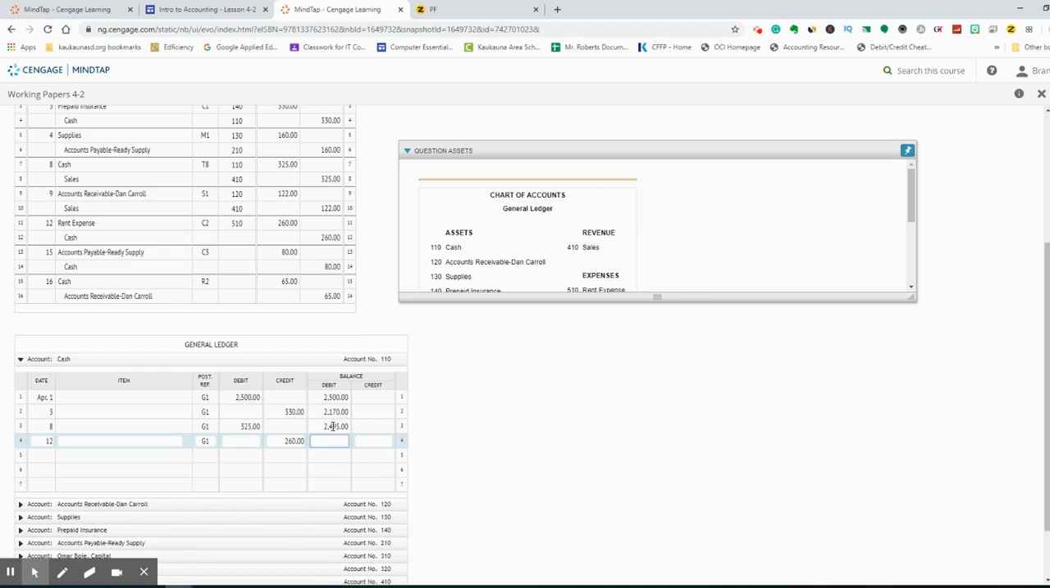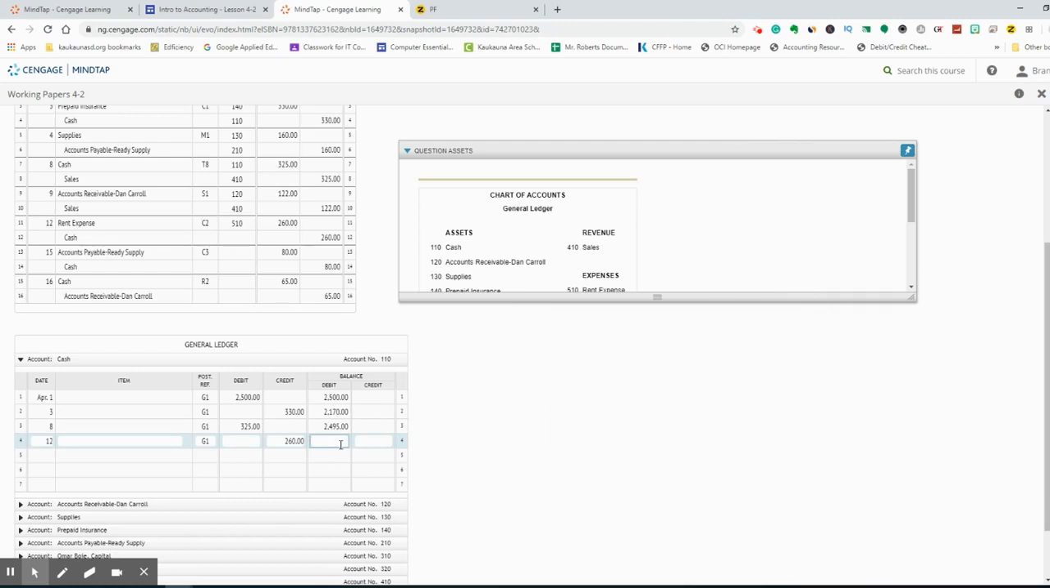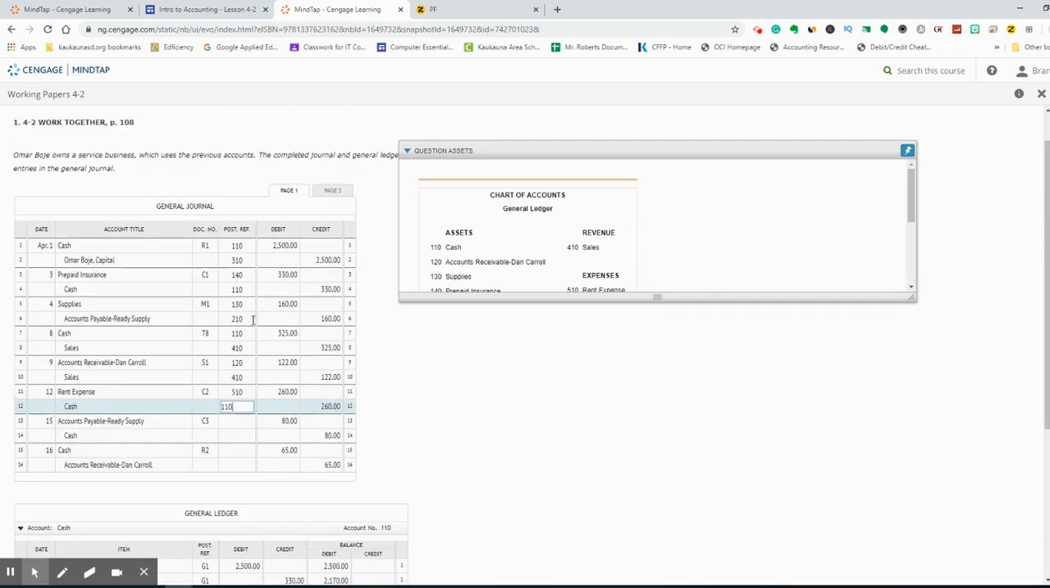So what I'm going to do is subtract the $260. $24.95 minus the $260 is $22.35. And it's still on the debit. It's still a debit balance. So we did that here, and now we're going to put 110 for the cash post references.